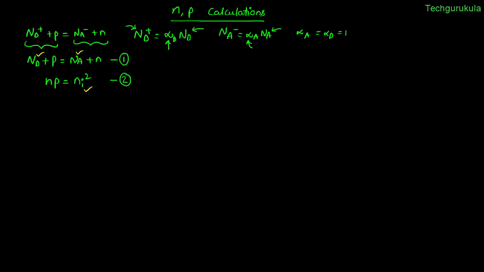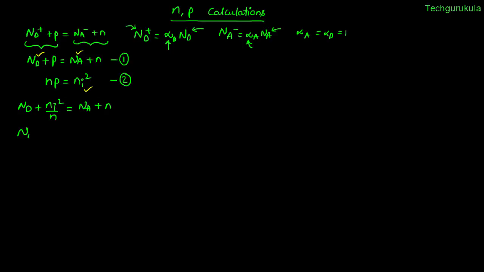So we have two unknowns and we have two equations. It's a straightforward thing to find the values of N and P. To start with, let me find the value for N. In that case, I'm going to take the P value from the second equation and substitute that in the first equation. So I have Nd plus P, where from the second equation P would be Ni square over N. Substituting that here, Nd plus Ni square over N is equal to Na plus N.